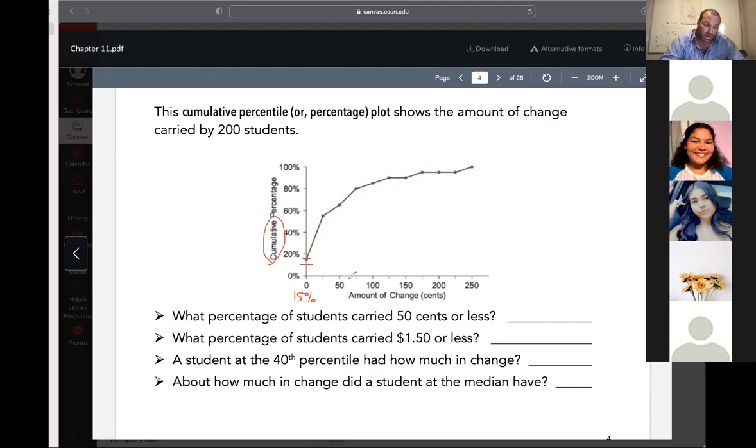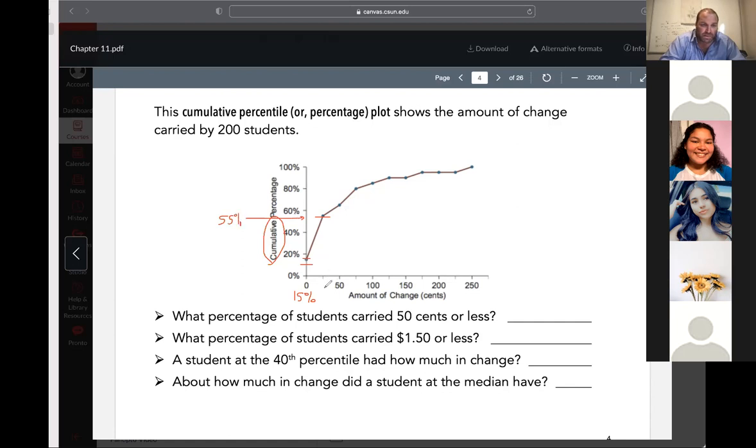Anyone, what percent? That's already like 20%. So it'd be like 20% plus a 15. Would it be like 35%? Well, just take a look at this number here. How high is that? Like 55. Even if it's not exact, let's just round it to 55%. So 55% carry up until 25 cents.